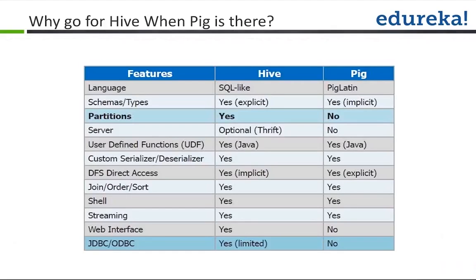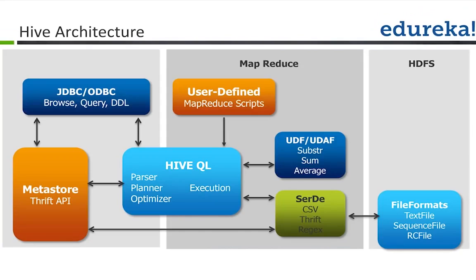In terms of JDBC/ODBC connectivity, in Hive, yes, you have ODBC connectivity, but in the case of Pig, it will just write the data inside the output file, and then you have to move that file with the help of whatever tool you have, and then integrate it. So let's see some quick architecture, like how Hive looks and how it processes the data set.